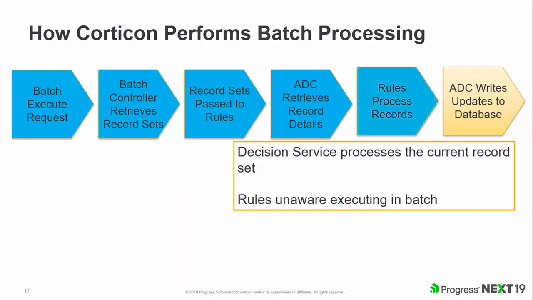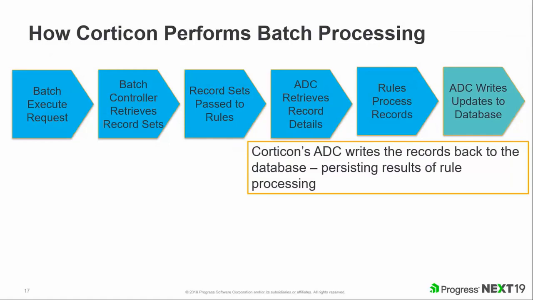Your rule processing occurs. What the rules are doing, again, it's the rule modeler. They're not having to think about, oh, this is a decision service that's going to run in batch. They don't need to know. They're just writing rules for the domain that they're working in. And then the updates are written back to the database. And you have control of the queries for doing the writes to the database.